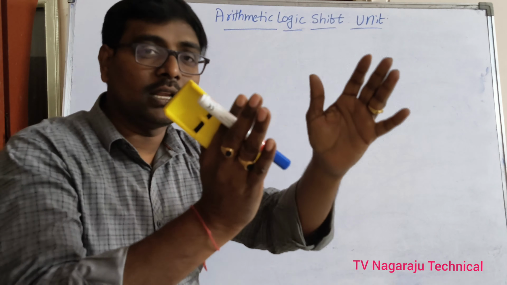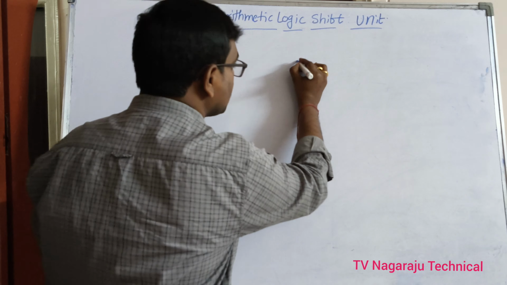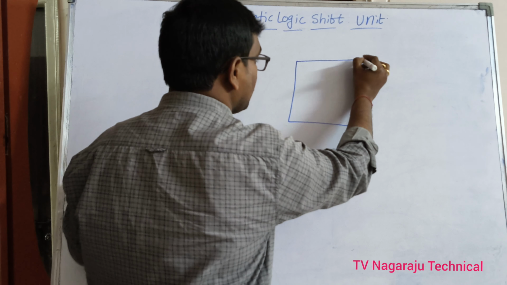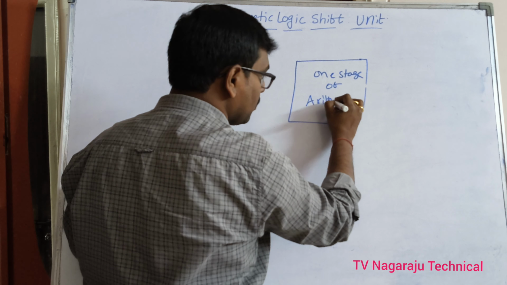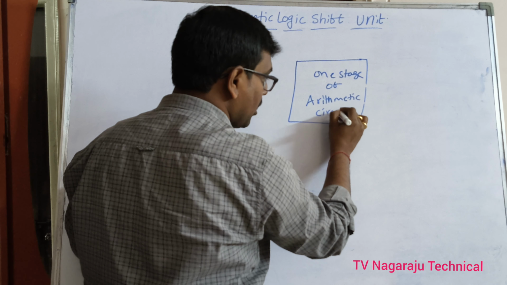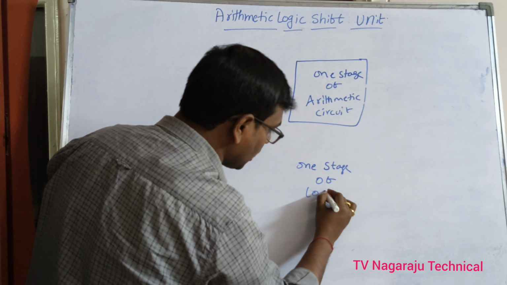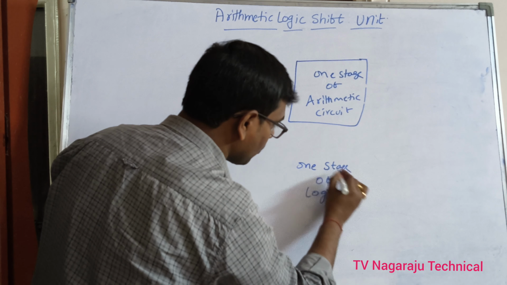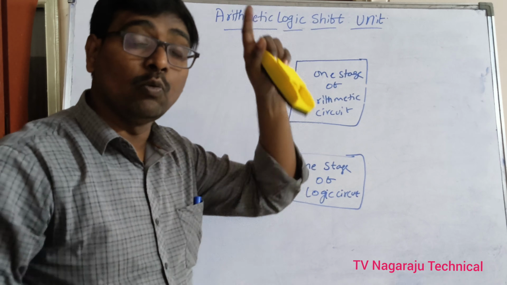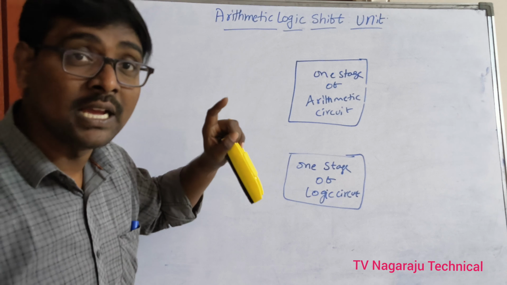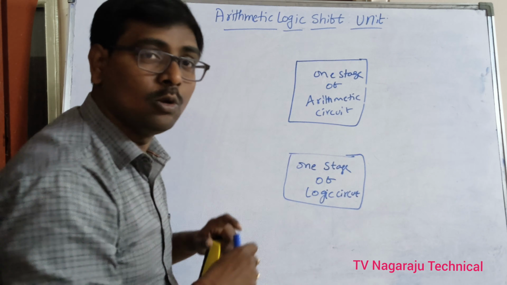Here, to understand the simplicity, my diagram represents only one bit of information. Observe the diagram carefully. This is simply one stage of the arithmetic circuit. Similarly, one stage of the logic circuit. That means internally, whatever arithmetic circuit we discussed under arithmetic micro operations, the entire diagram is placed here. The entire logic micro operations are placed here.